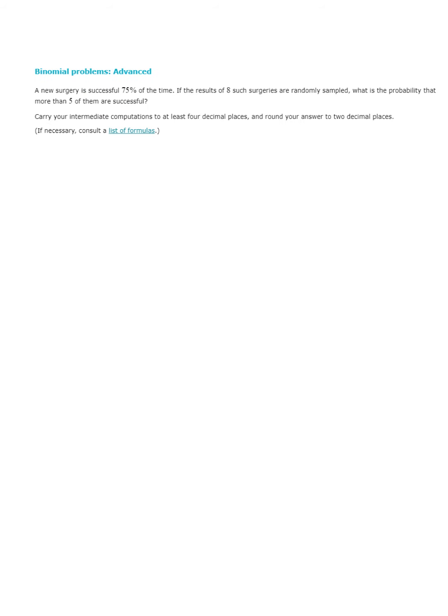Now, let's go to one more. A new surgery is successful, so there's our p. If the results of 8 such surgeries are randomly sampled, what is the probability that more than 5 of them are successful? So really, here's what I'm looking for. More than 5, I'm looking for the probability of getting 6, probability of getting 7, or the probability of getting 8 of those surgeries being successful, all right? So I could find each individual probability here using the PDF and add them together. Or I could use CDF, but I gotta be smart about it.